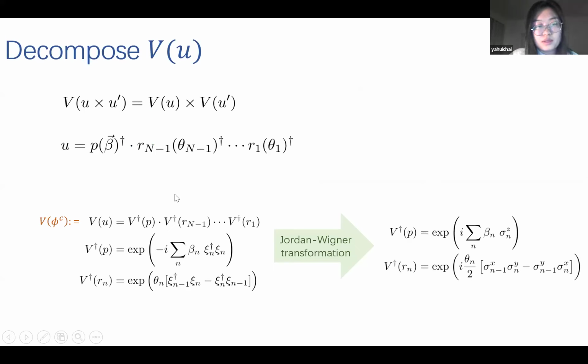And here is the result of the decomposition of operator V using these two properties. This is a decomposition of U, and then we can get a relative decomposition of the operator V. And here the operators Vp and Vr are some local operators. After the Jordan-Wigner transformation, we can see it's only some single qubit rotation gates and 2 qubit gates. In the following, I will use V5, V5C or V5D to represent this operator for simplicity.